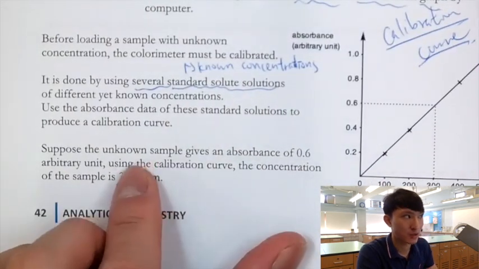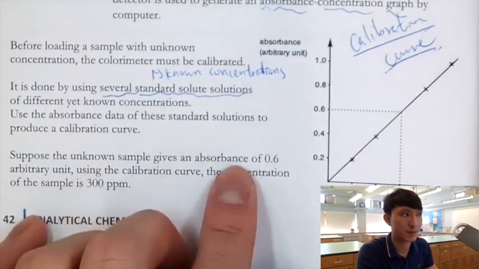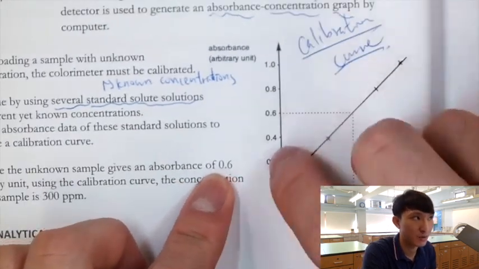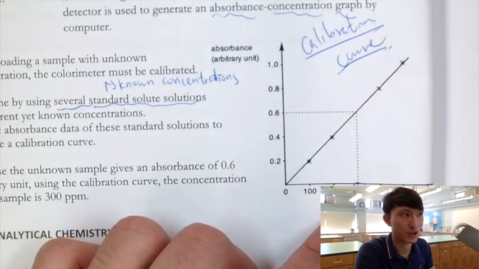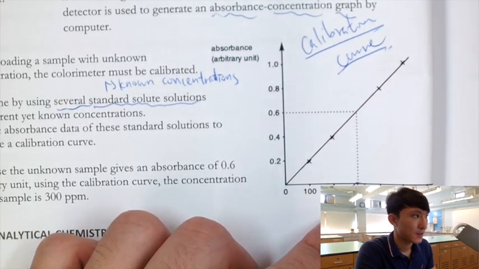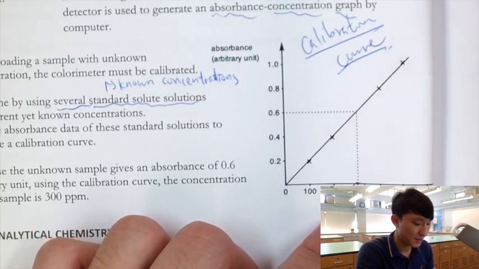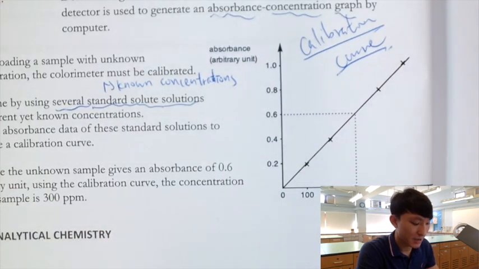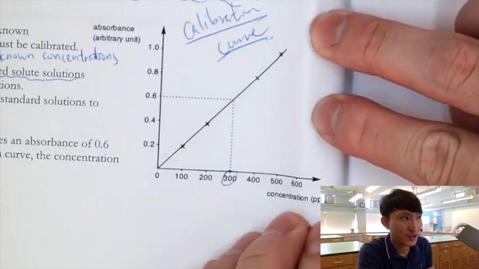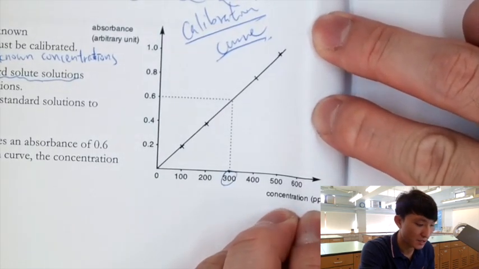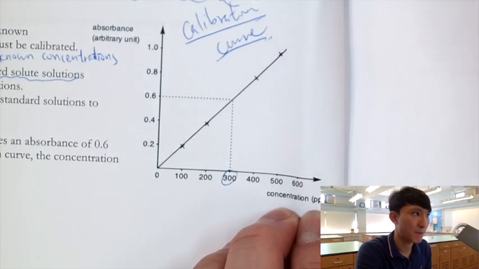So you see here, suppose we have an unknown sample that gives an absorbance of 0.6. Using the calibration curve, you know that it is actually 300 concentration. So this is how it works. Now you may ask, what do you mean by 300 concentration? Actually, the unit here is ppm, parts per million. Now what do you mean by ppm?